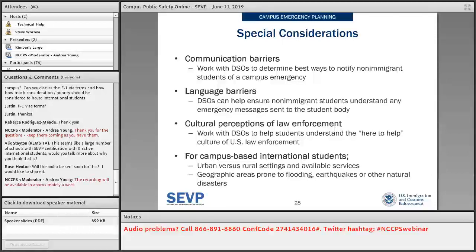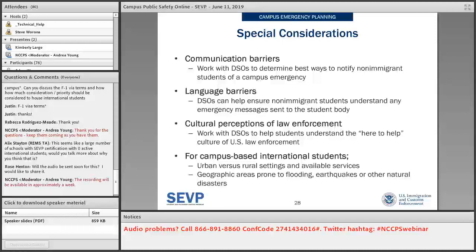Then of course we have language barriers. As I previously mentioned, you might want to consider having your emergency messages translated into a couple of different languages. You could even preemptively write up some messaging so that it's ready to go out in multiple languages. Also, campus security, use those DSOs on campus to get that message out to the international students. That should all be part of your emergency plan.